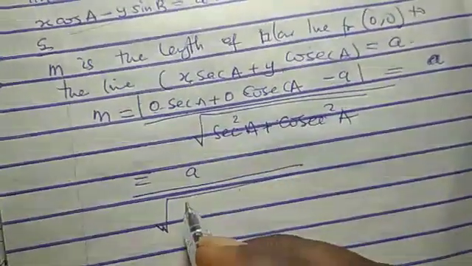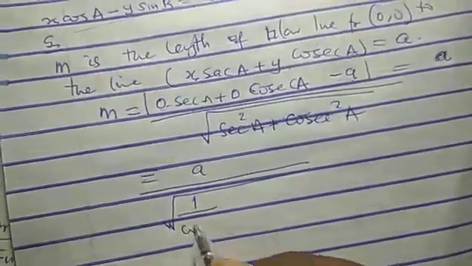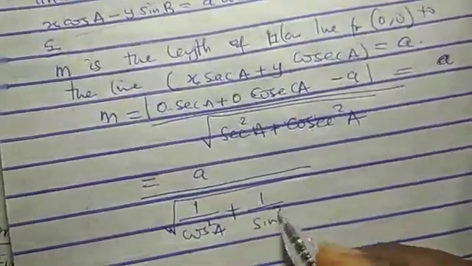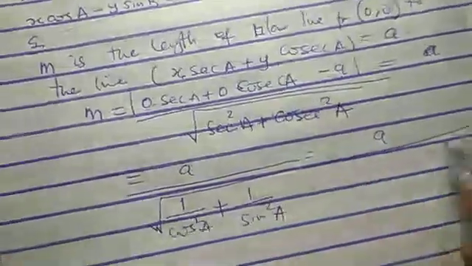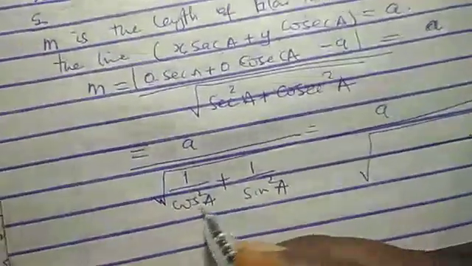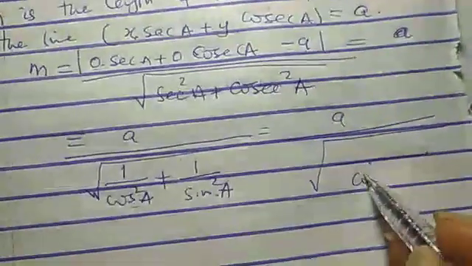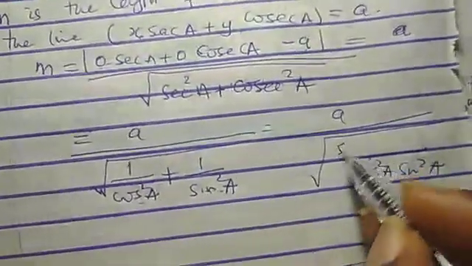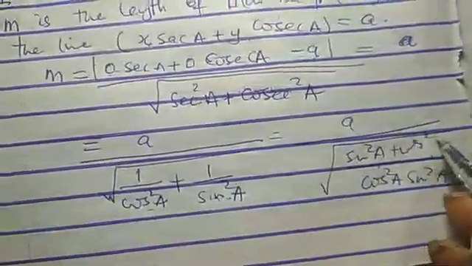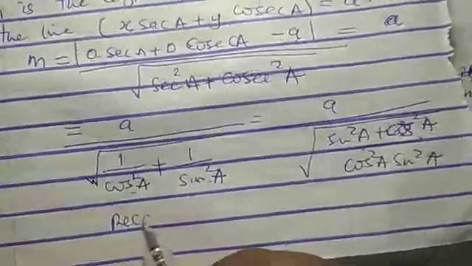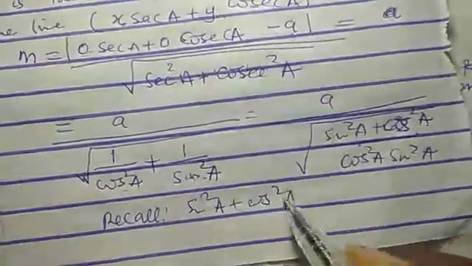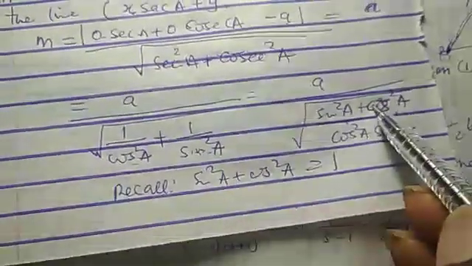What is sec squared A? Our sec squared A is just 1 over cos squared A, plus cosec squared A is 1 over sin squared A. So this is a over square root of, let's find the LCM here. LCM is cos squared A sin squared A. Find the LCM, this will be sin squared A plus cos squared A. But let's recall that sin squared A plus cos squared A is equal to 1. So in that case, this place is 1.